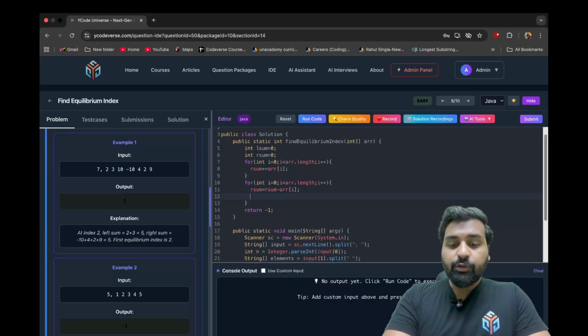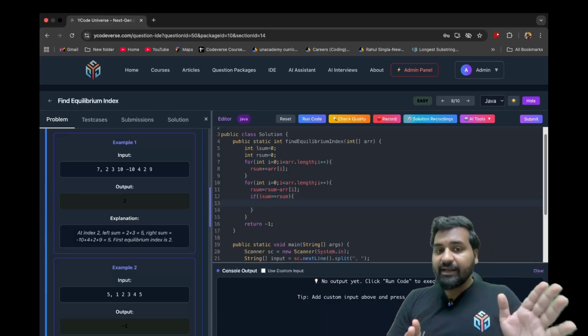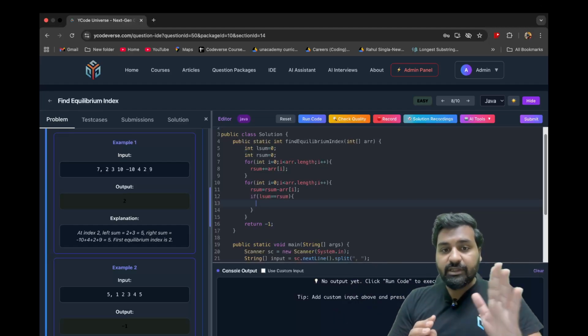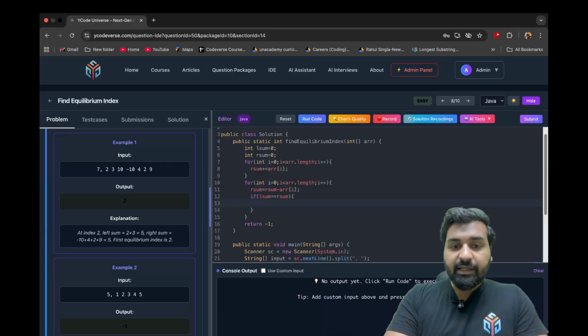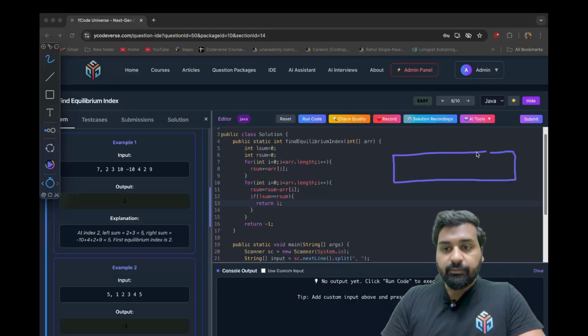Now I'm going to check if leftSum equal to rightSum. Why I'm doing this right now is because left sum is 0. For the 0th index, left sum is 0. For the right sum only we have to remove the current element. So now 0 and whatever the right sum is, I'm going to check that, and if they are equal, I'm going to simply return that index, which is i. Okay, so let me show you. So let's say it is 0, it is 1, it is 2, it is 3, it is 4, right?